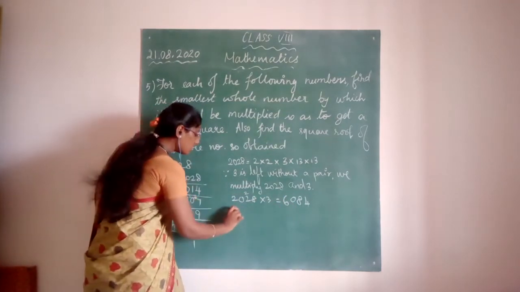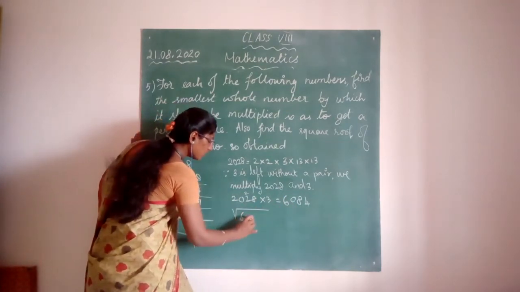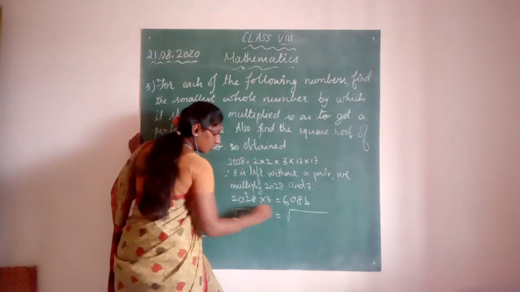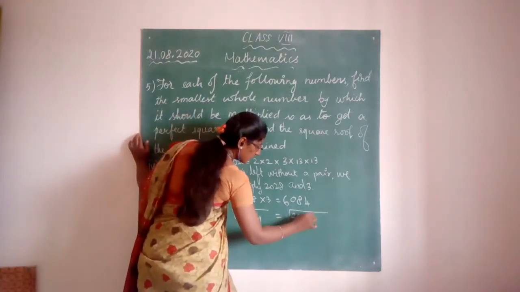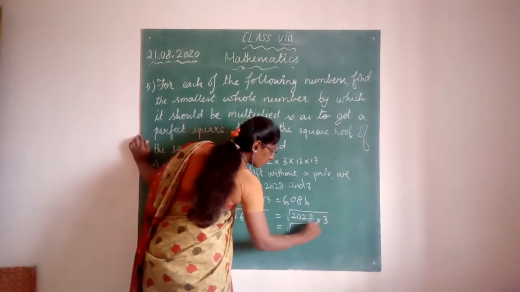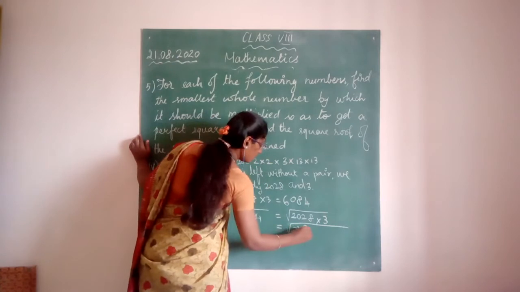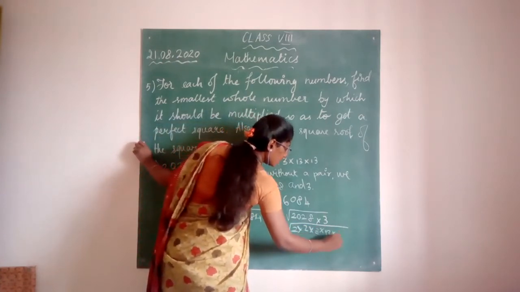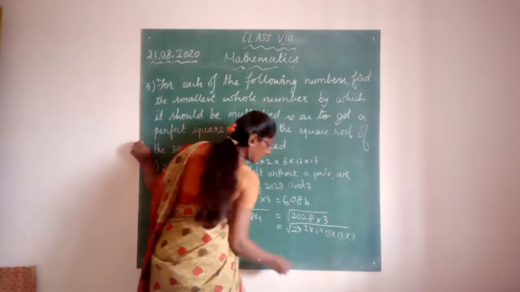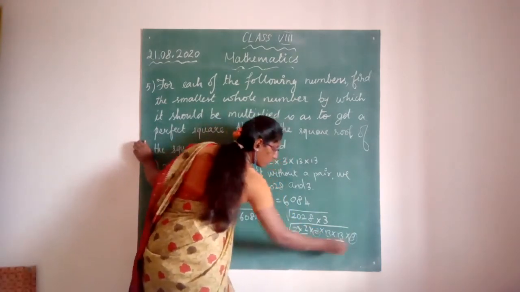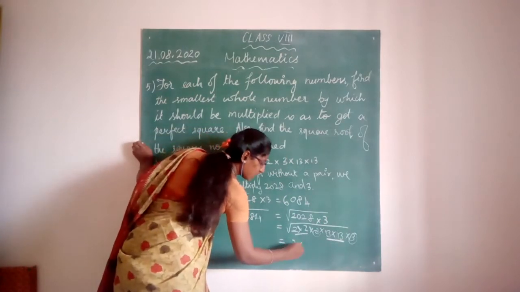So then what is the square root of 6084? This can be written as the square root of 2028 into 3. That is nothing but the square root of 2 into 2 into 3 into 13 into 13 into 3. Now 2 2 you have, 13 13 you have, and 3 3 you have. So you can take each outside.